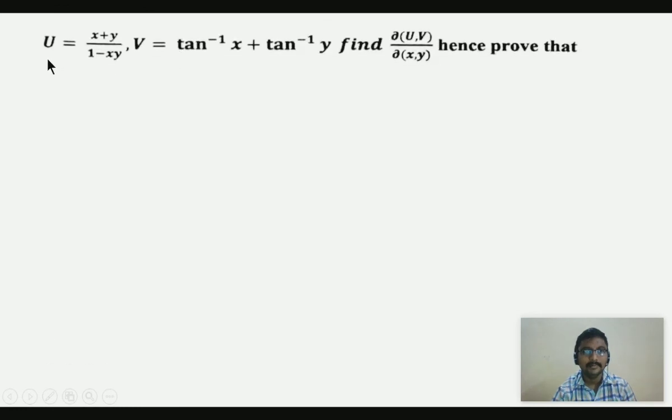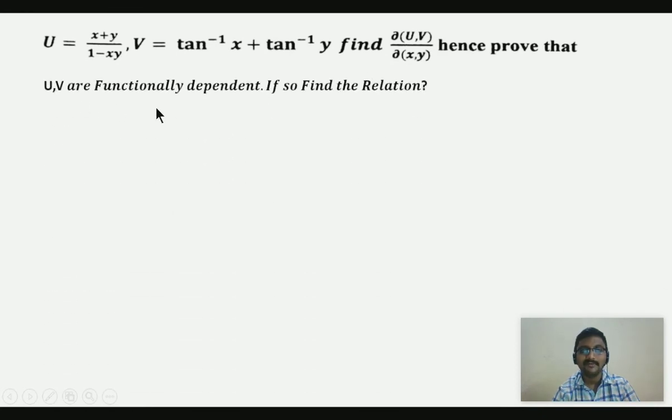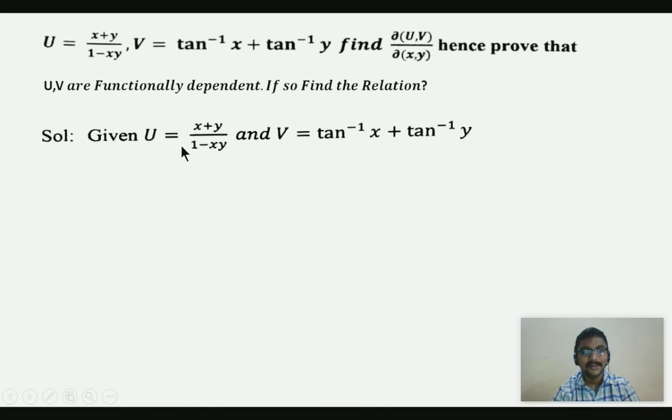Another problem: u is (x plus y) by (1 minus xy), v is tan inverse x plus tan inverse y. Find ∂(u,v) by ∂(x,y). Hence prove that u and v are functionally dependent. If so, find the relation. Given u is (x plus y) by (1 minus xy) and v is tan inverse x plus tan inverse y.